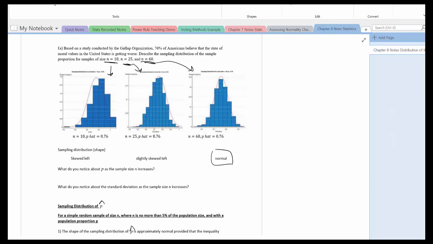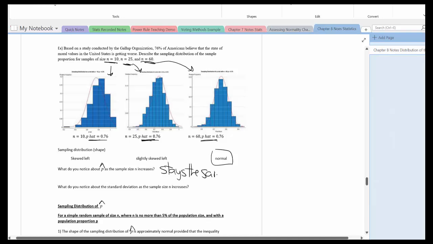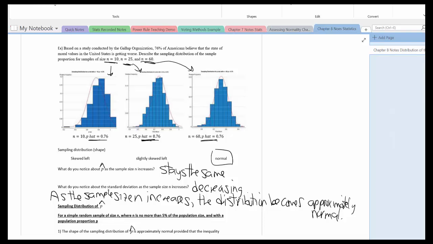Now, what do you notice about p hat as the sample size n increases? Well, p hat is 0.76 here, here, and here. So p hat stays the same. Now, notice the standard deviation, on the other hand, is decreasing. And I am going to make this other note down below now. As the sample size n increases, the distribution becomes approximately normal.